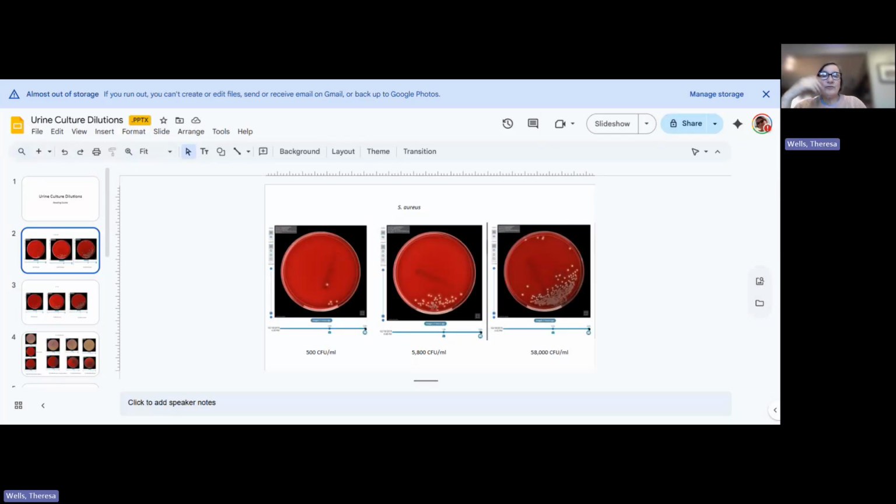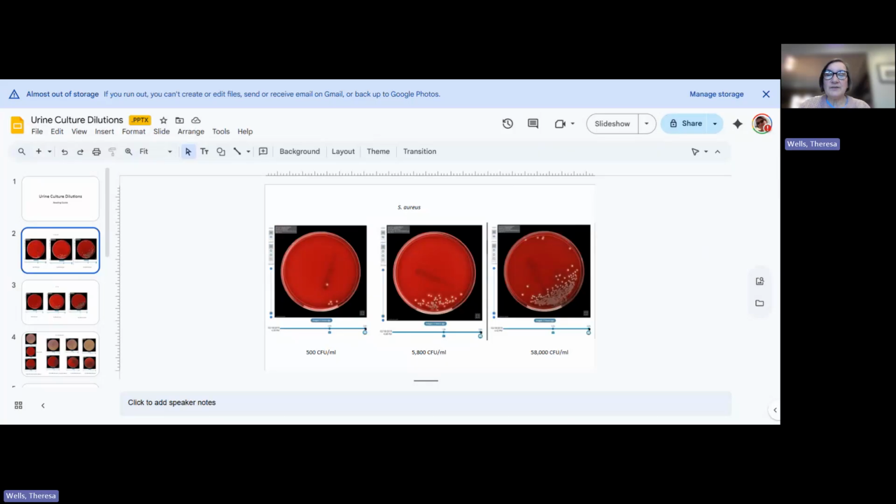For instance, in this first image on the left, this is a Staph aureus. These are all different quantities of the same organism type. On the plate to the left, there are 5 colonies growing. Times 100, this would be 500 colony forming units per mL. Typically, that would not be a significant colony count. Now, if I told you this was a 1 microliter loop, that would be 5,000 colony forming units per mL. That's still not a significant amount for a clean catch of non-sterile urine.